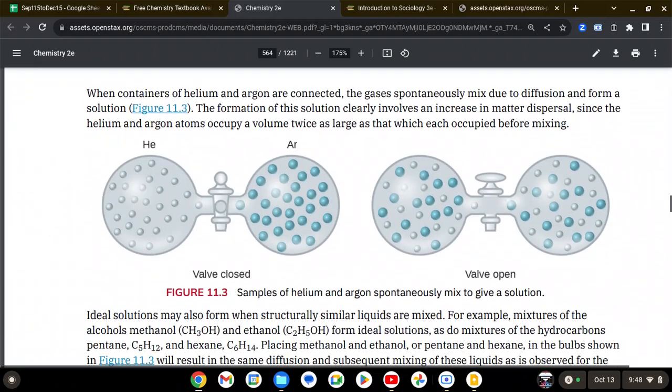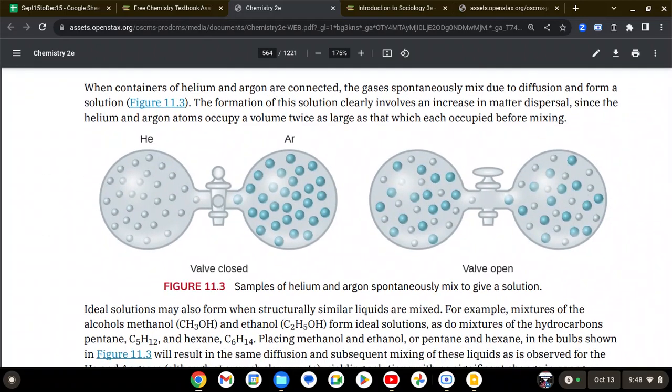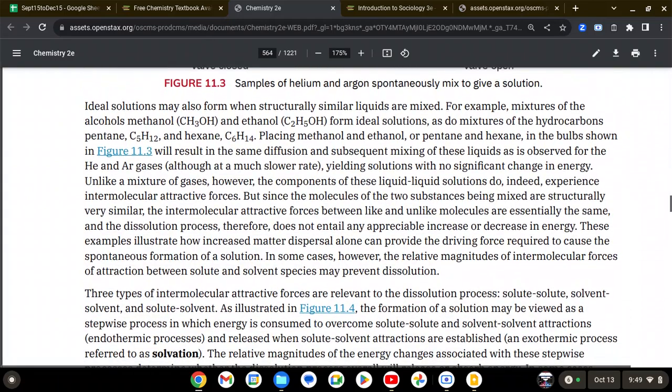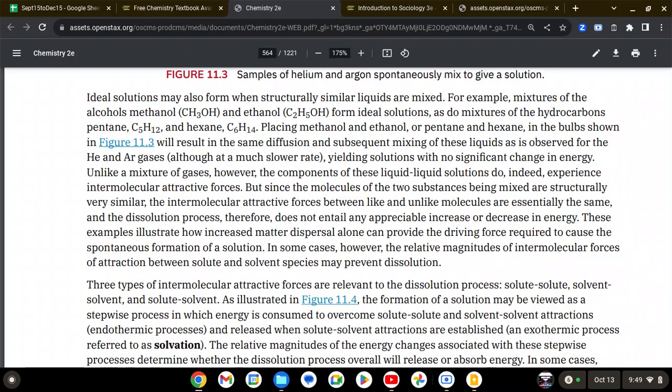Sorry. When containers of helium and argon are connected, the gases spontaneously mix due to diffusion and form a solution. The formation of this solution clearly involves an increase in matter dispersal, since the helium and argon atoms occupy a volume twice as large as that which each occupied before mixing. Ideal solutions may also form when structurally similar liquids are mixed. For example, mixtures of alcohols, methanol and ethanol form ideal solutions, as do mixtures of the hydrocarbons pentane and hexane.